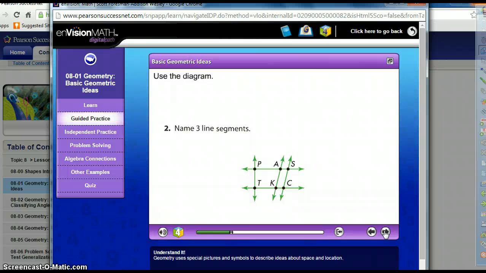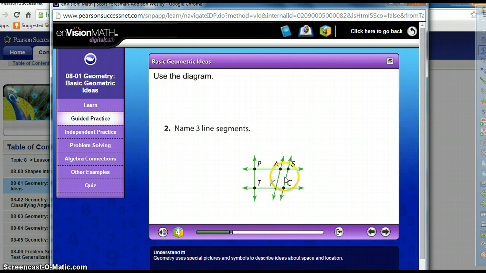So we need to name 3 line segments. So a line that has 2 end points. When you write your answers for a line segment, you have to remember, a line segment needs how many points when you write it? 2. And when you write it, you just draw a line on top of it. So give me a line segment, Abby. SK.